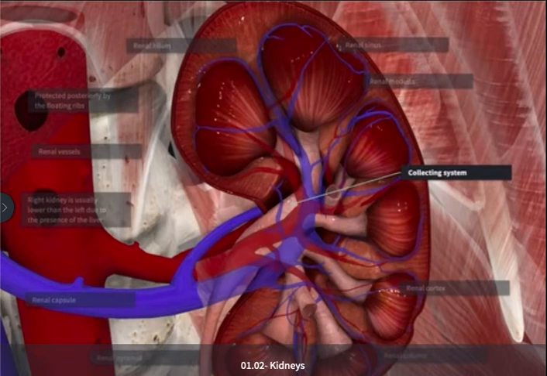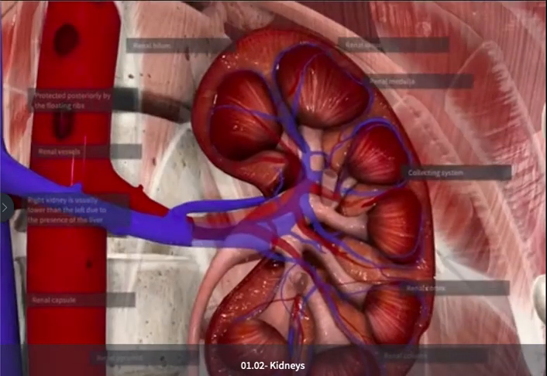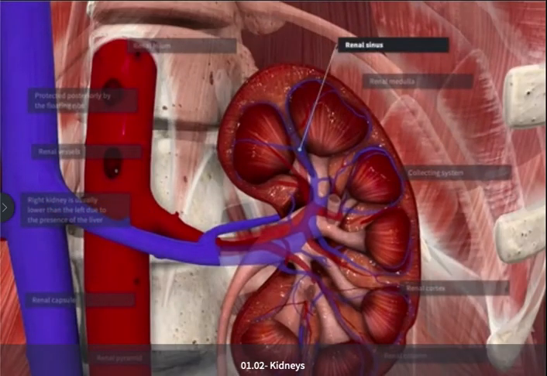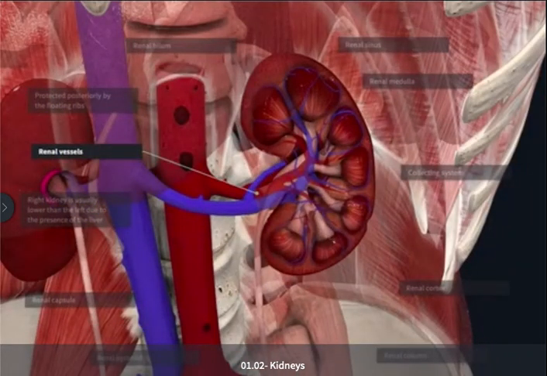And we can see that the collecting system is going to be still located within the kidney itself. And this is going to be within a fat-filled pocket known as the renal sinus. And within the renal sinus, we're also going to have the branches of the renal vessels. The renal artery is going to bring blood into the kidney in these spaces of the renal sinuses. The veins are going to return blood from the renal tissue back out towards the inferior vena cava.